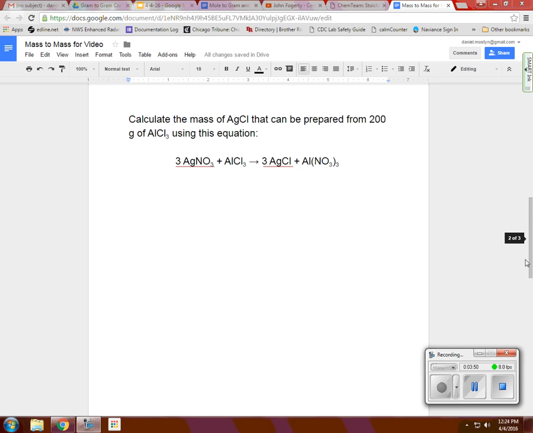All right, so here's the first gram to gram problem that we're going to work on. It asks us to calculate the mass of AgCl. We know that mass is measured in grams, so it's asking how many grams of AgCl, which is right here, can be prepared from 200 grams of AlCl3. So this is a reactant. 200 grams of this produces how many grams of this. It's kind of nice because it's already balanced. You can see the molar ratio, 3 to 1 to 3 to 1. The mole ratio is right there.